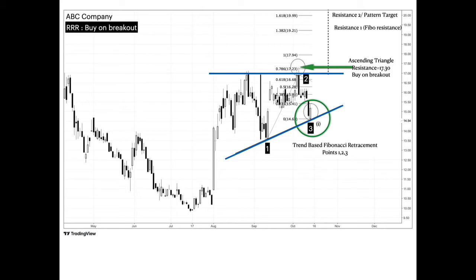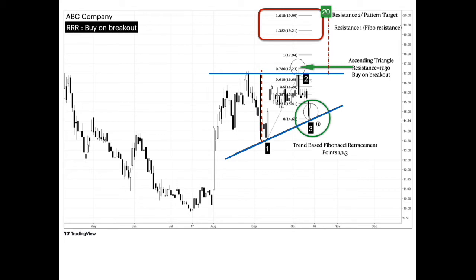We measure the target price of the ascending triangle at approximately 20. We also draw the Fibonacci extension using the trend-based Fibonacci tool. This shows two Fibonacci resistances, 1.382 at 1920 and 1.618 at 1999. There's a confluence between the pattern target at the 1.618 Fibonacci, making this a very strong resistance. So to be conservative, we will use resistance 1 as our target price.